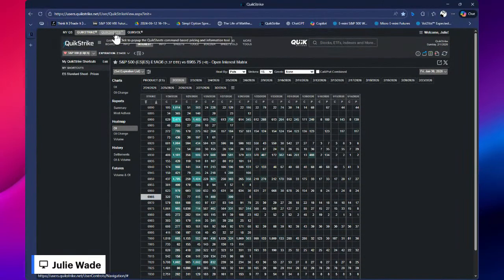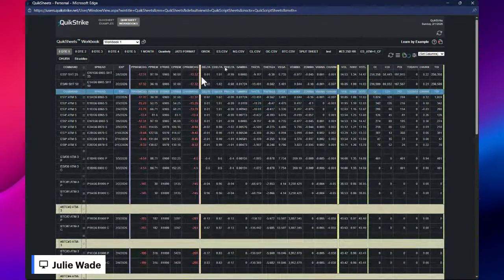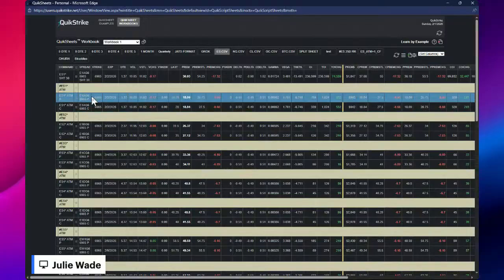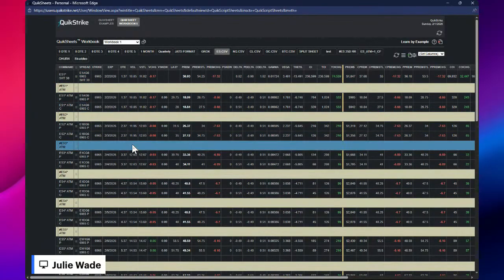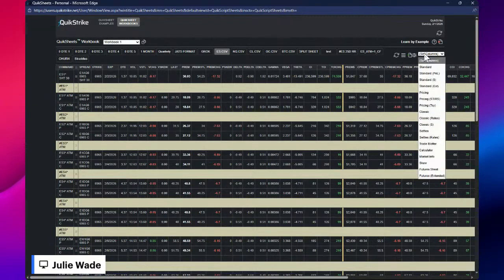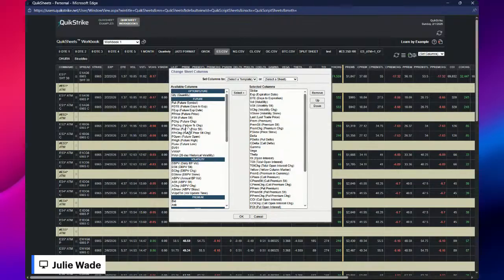I like to go to my quick sheets. I mean, there's so much we can do here. I could spend an hour on QuikStrike with you. Maybe we'll do a deep dive one day for you on QuikStrike. But I set up my own sheet to put the information that I want. They have just about everything under the sun that you want to set up. So you can see they have quite a few choices.